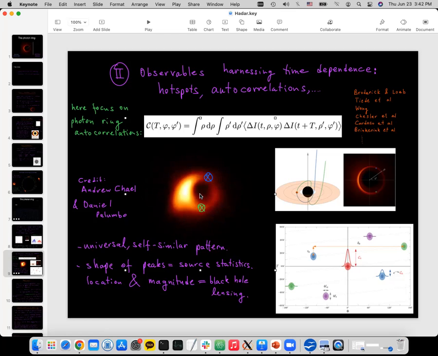So this is the autocorrelation plane. One direction here is the difference in angles, and one direction here is the difference in times between points. We see a series of peaks, which is also self-similar. The peak shape is determined just by the emission properties, the statistical properties of the emission. And the locations and relative magnitudes of the peaks are determined by the lensing. So it's a nice way to separate between universal properties and non-universal properties.